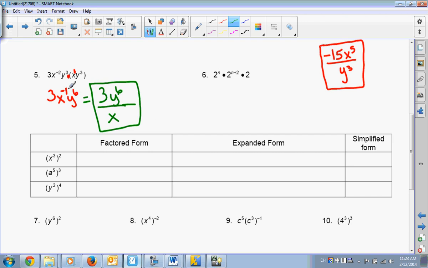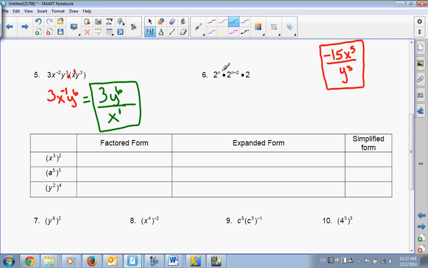Remember, if it's -1 power, what did we just talk about? When you bring it down, it changes to a +1. So you could have this here. It means the same thing. Okay, all right, last one here is 2 to the n times 2 to the n plus 2 times 2.